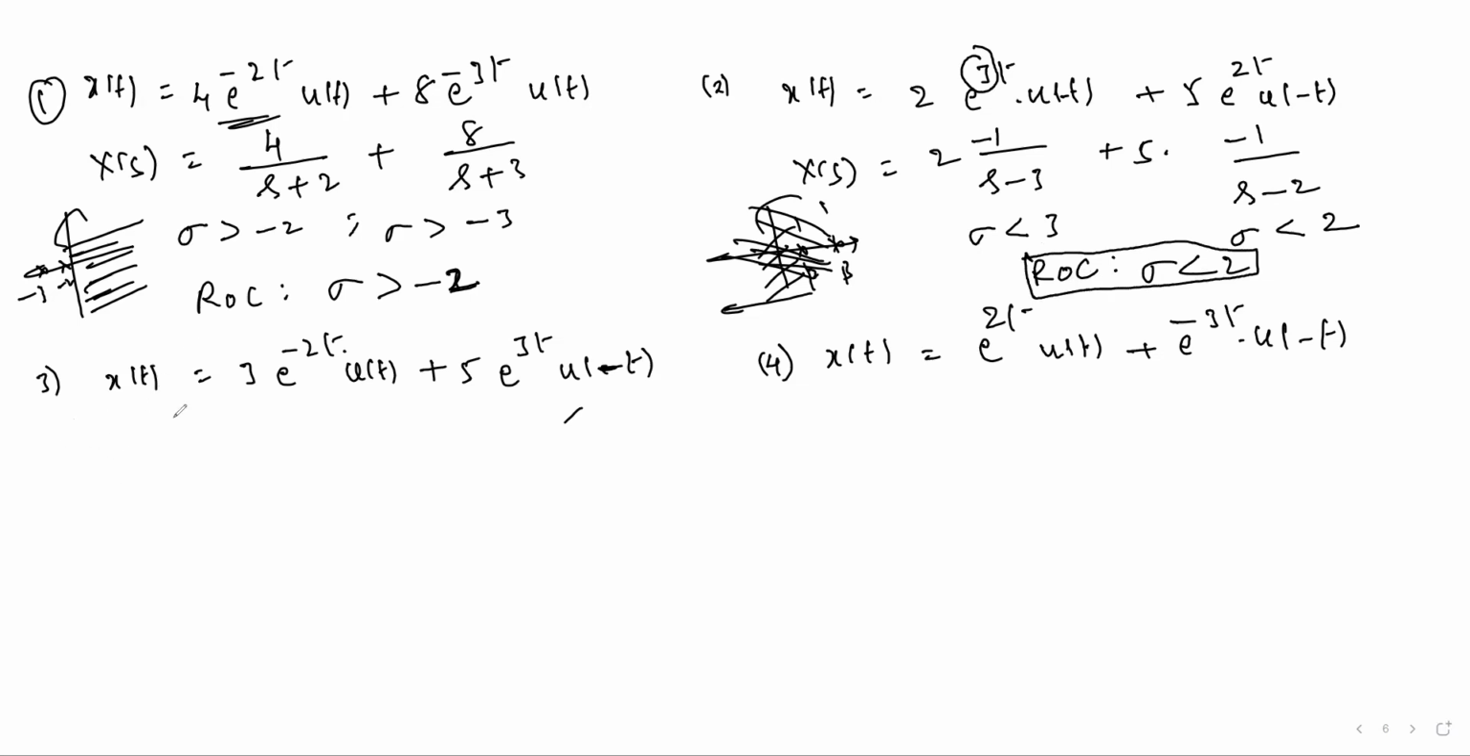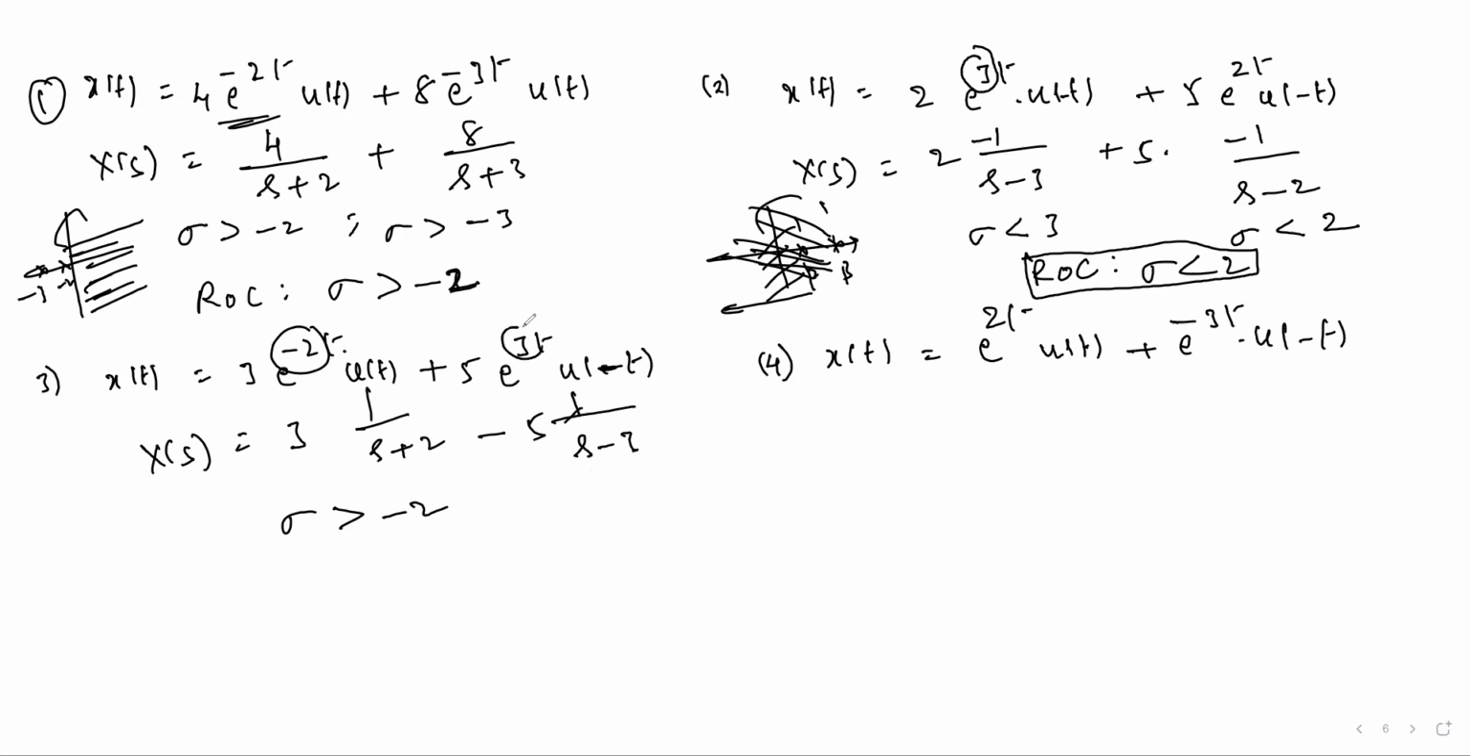No problem. Third one. X of s is 3 into 1 by s plus 2. ROC is right hand side, so greater than symbol. Pole value is minus 2. And left hand side signal minus 5 into 1 by s minus 3.